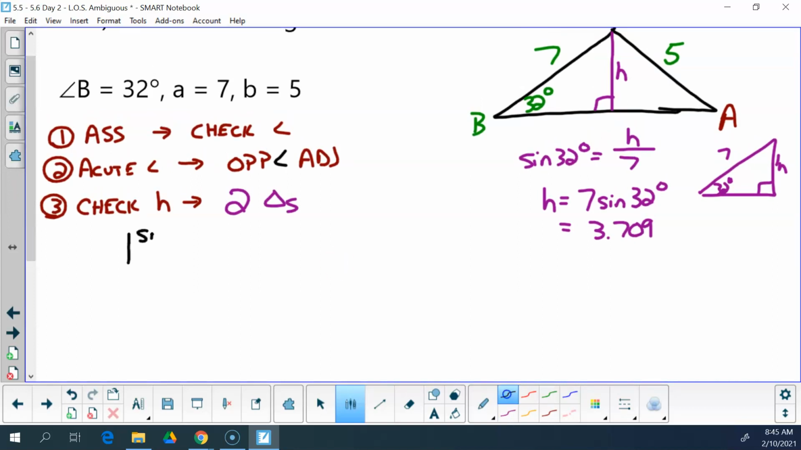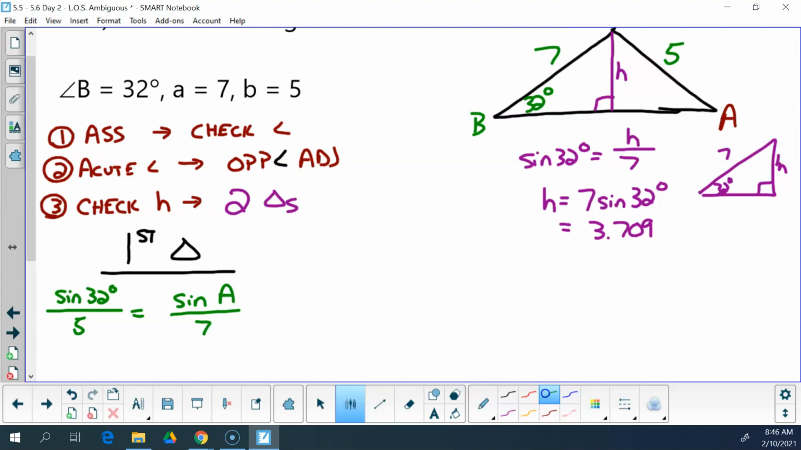So we're going to take the first triangle first. We'll take the second triangle second. Okay? First triangle first, we solve it like normal. Okay, we solve it as is. So this would be then the sine of 32 degrees divided by 5 equals the sine of angle A divided by 7. Finding angle A.